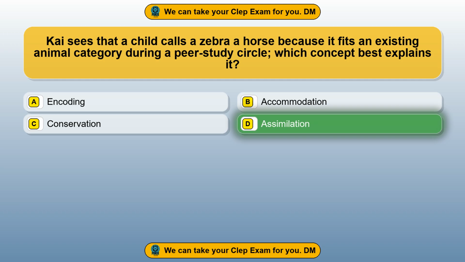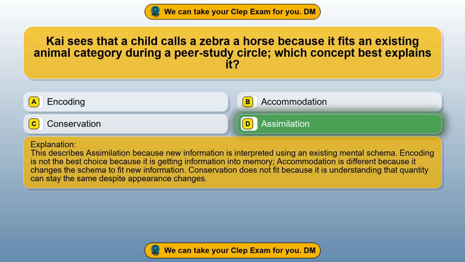Assimilation. This describes assimilation because new information is interpreted using an existing mental schema. Encoding is not the best choice because it is getting information into memory. Accommodation is different because it changes the schema to fit new information. Conservation does not fit because it is understanding that quantity can stay the same despite appearance changes.